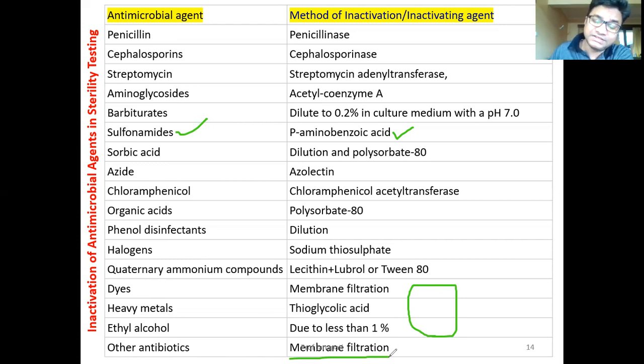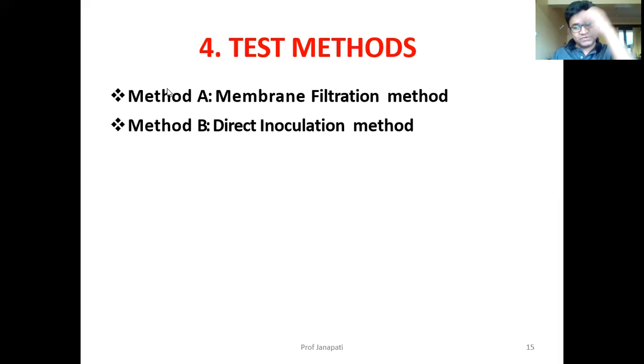So these are some of the things: inactivation of antimicrobial agents in the sterility test. Why do we need to do this? Otherwise it will give false results, so we make them inactive. In the sterility test, we are not checking the potency of the preparation. We are checking whether the product is free from viable microorganisms or not. That's why we use this. Please try to concentrate, as we are almost going to end.